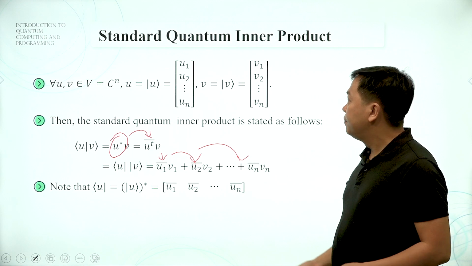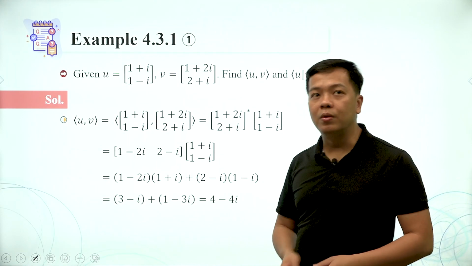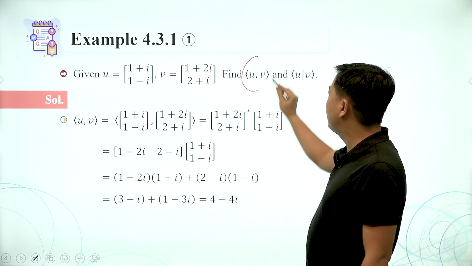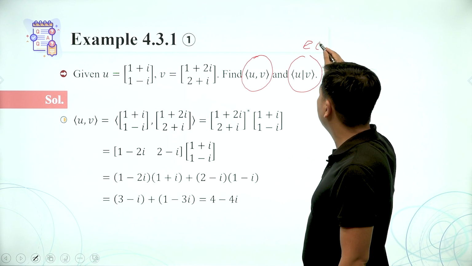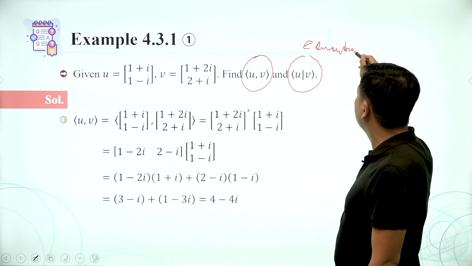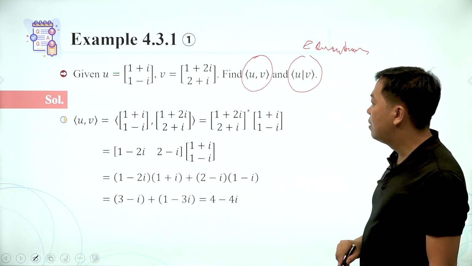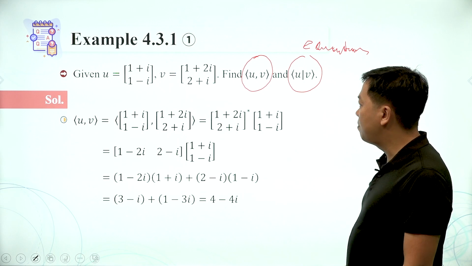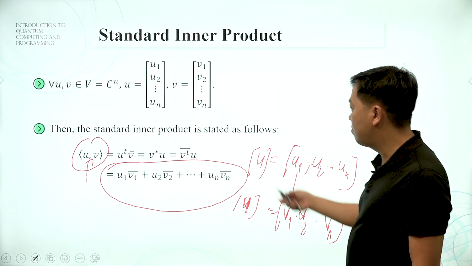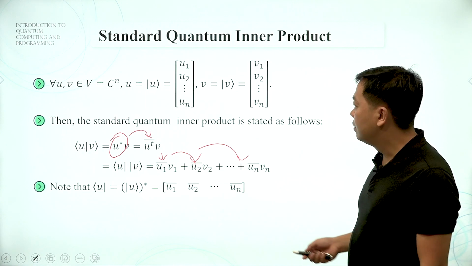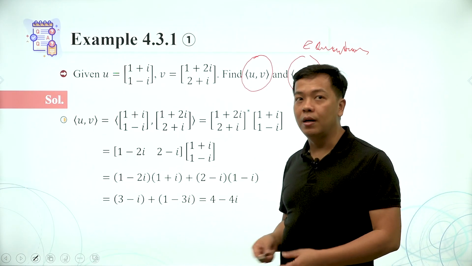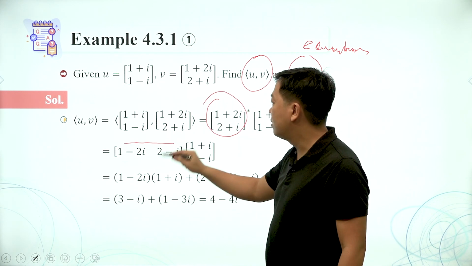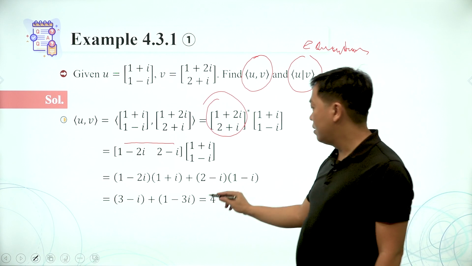Here in the example, we have vectors U and V. We find the traditional and the quantum inner products. In the traditional one, we can follow the formula from the last part and calculate. You can see we have A star, which is the conjugate, and then you calculate this value.